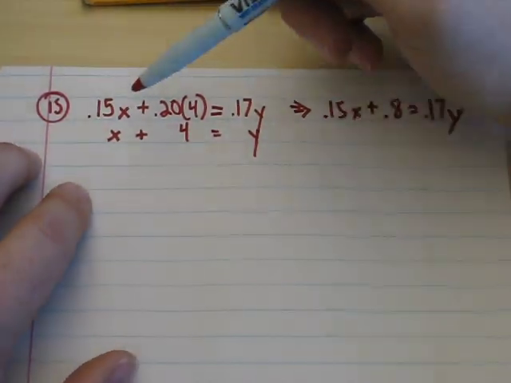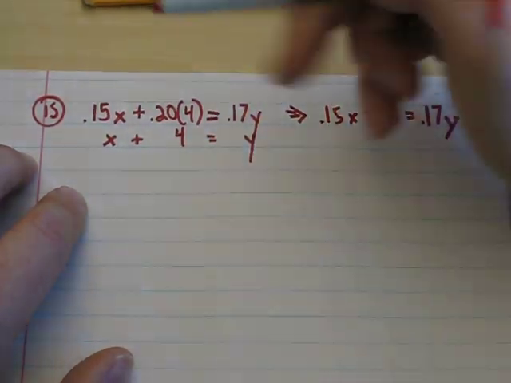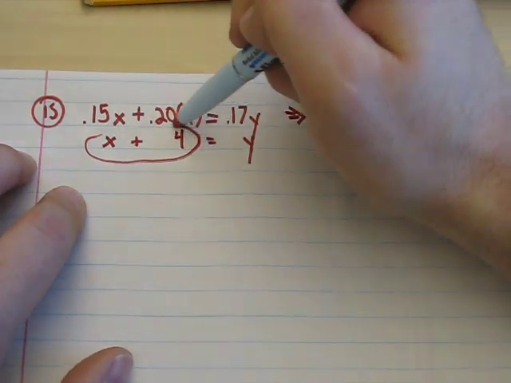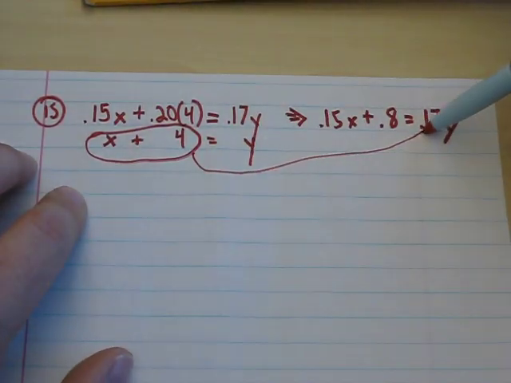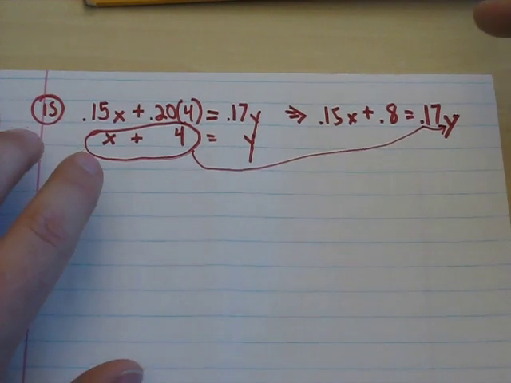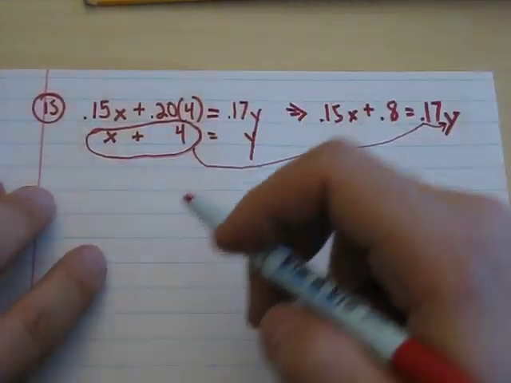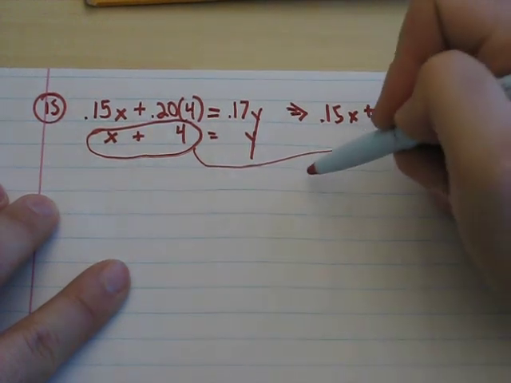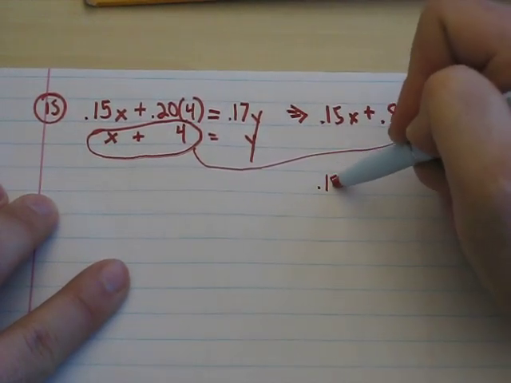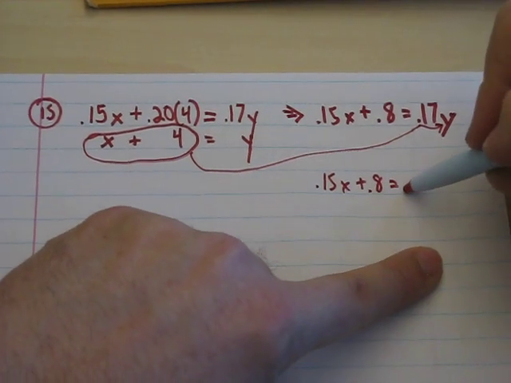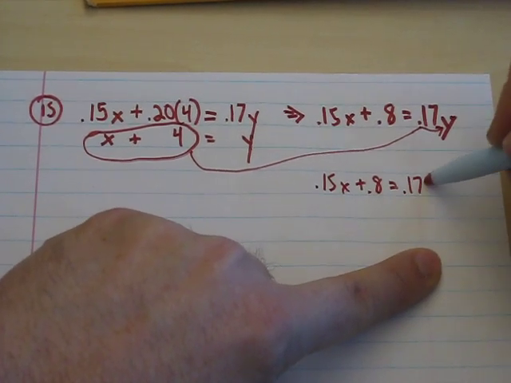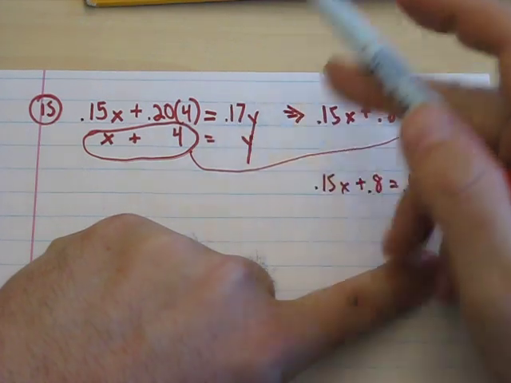Now, do you notice that the second line, that x plus 4 is equal to y? Well, I can plug that right in for my y right there, and now I can start to solve for x. Now let me drop everything down here. I'm dropping it vertically. 0.15x plus 0.8 is equal to 0.17. Now, instead of the y, I'm going to rewrite my x plus 4.